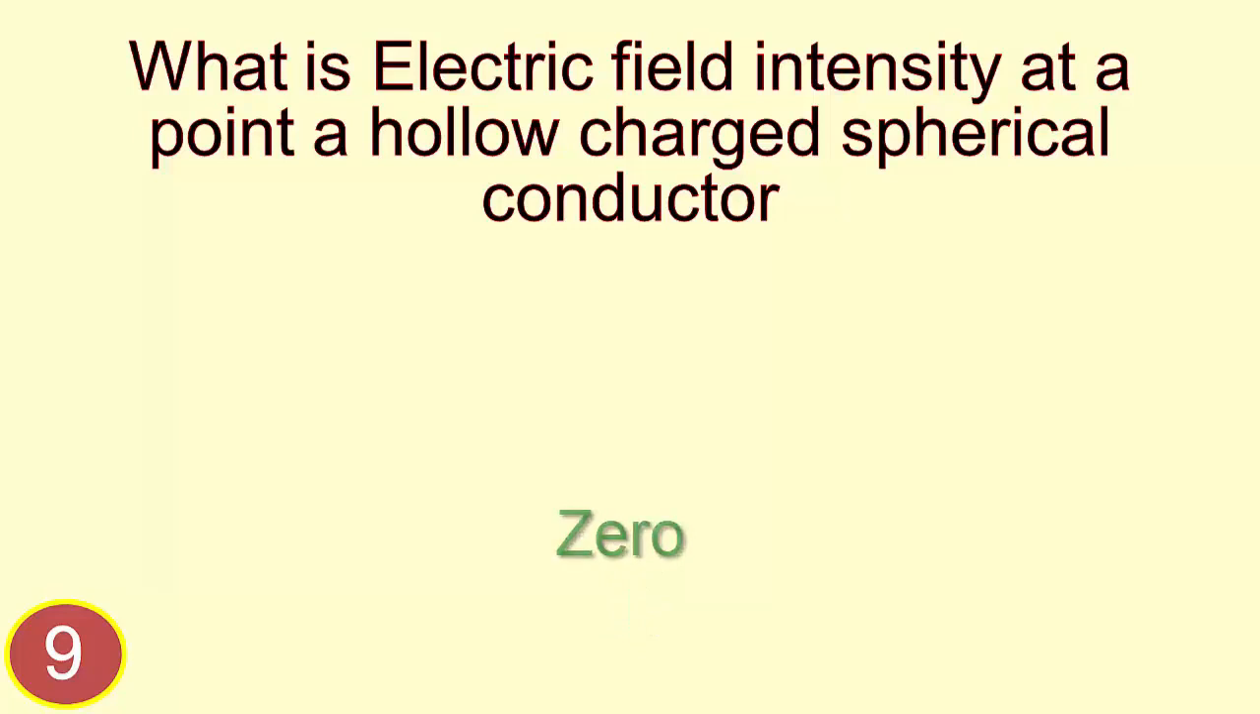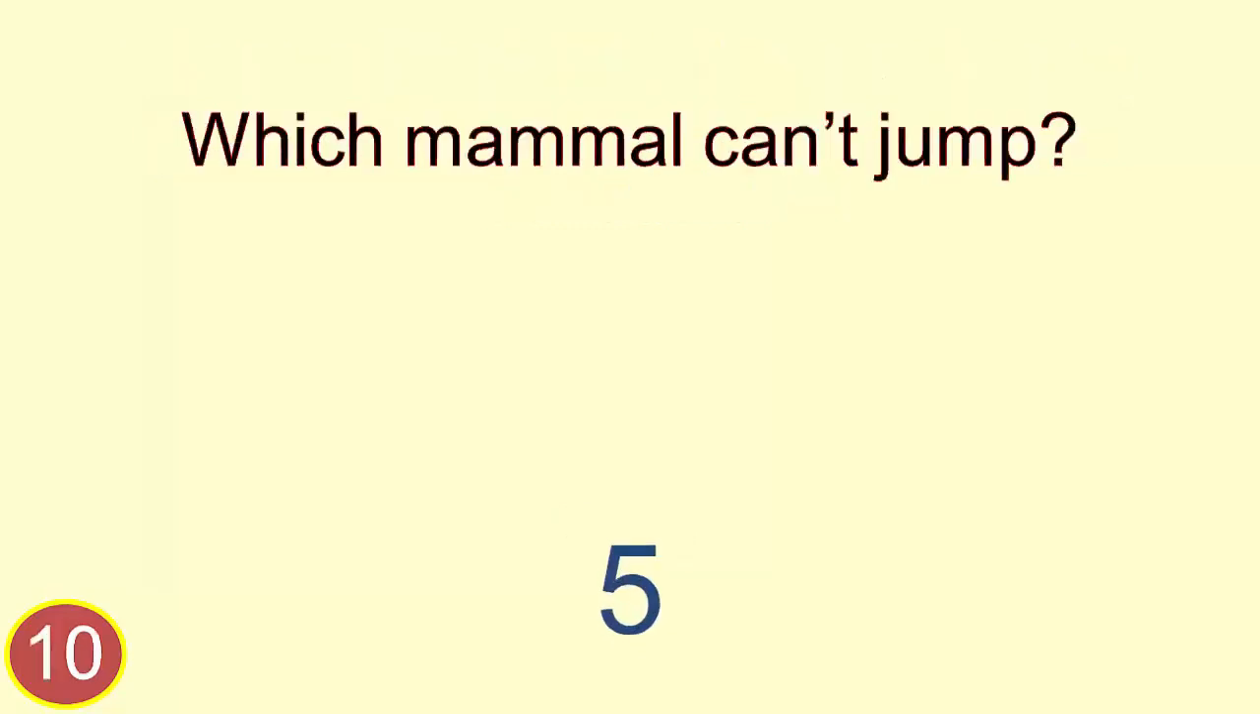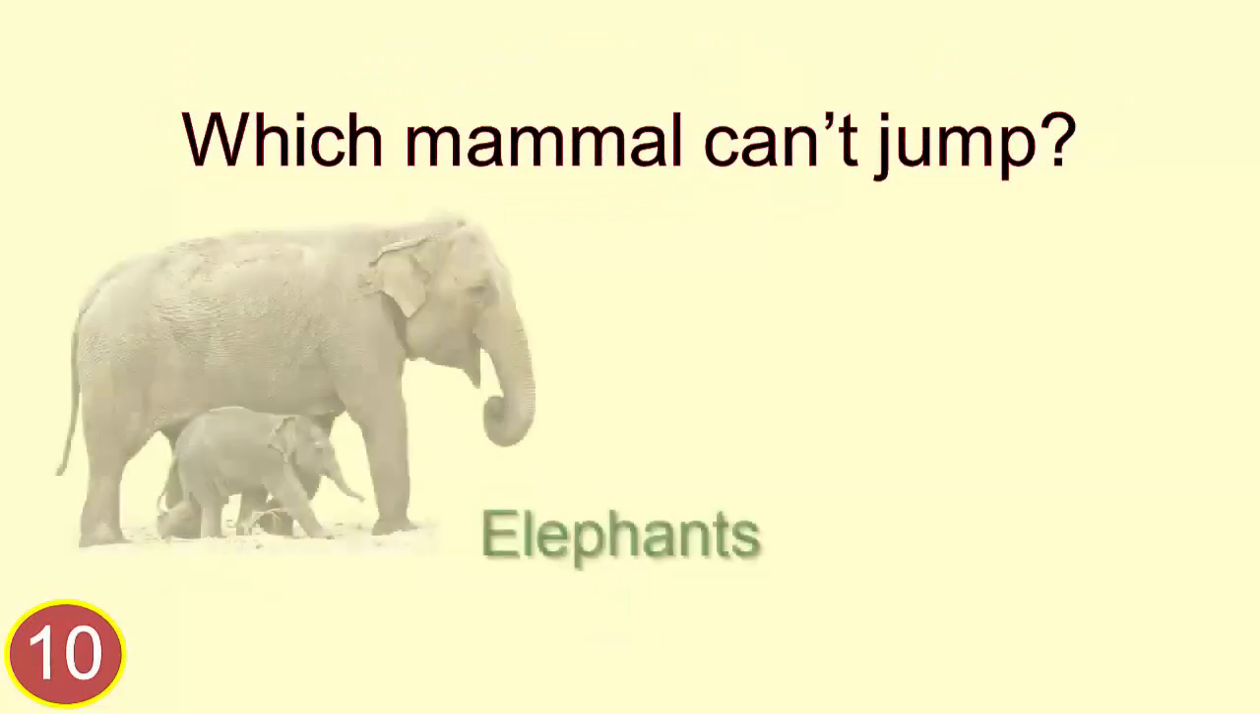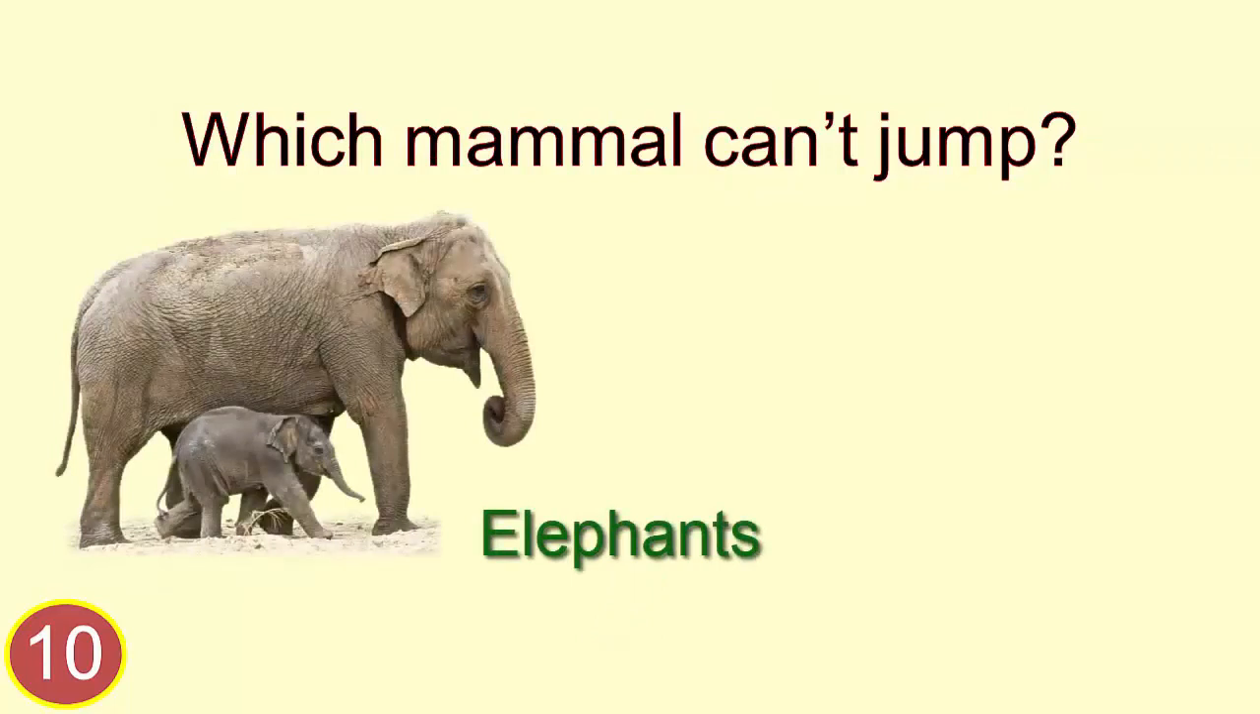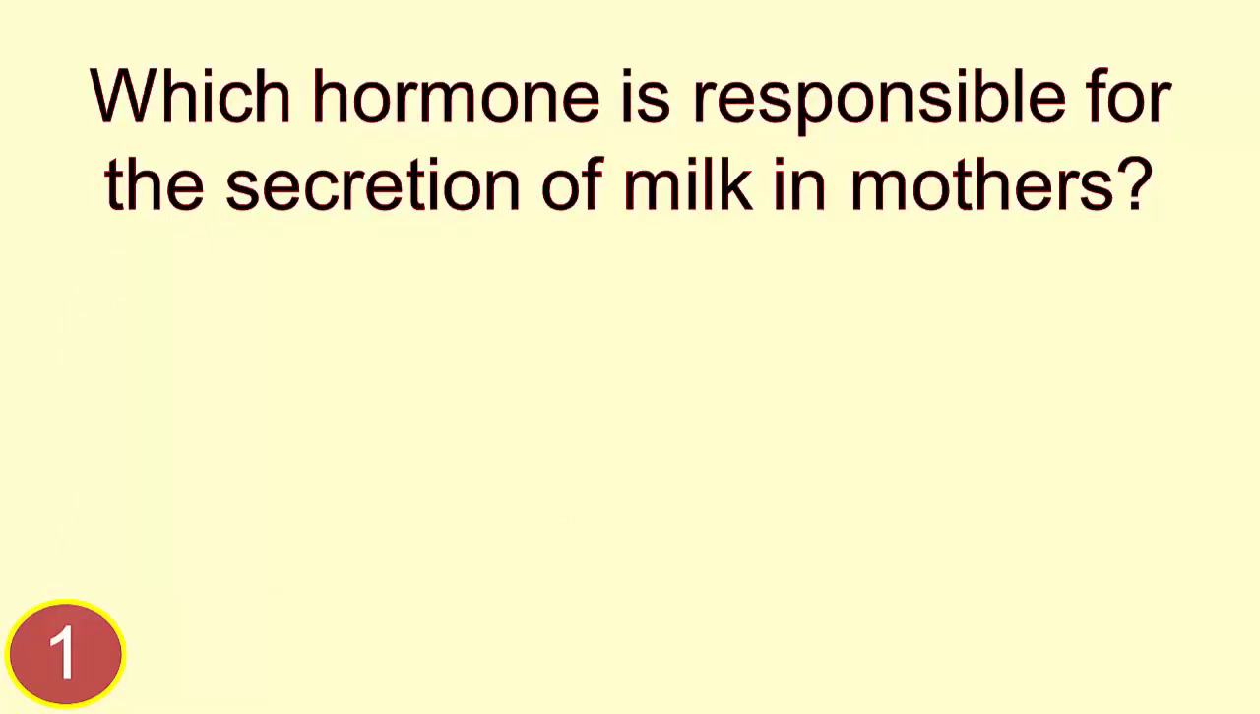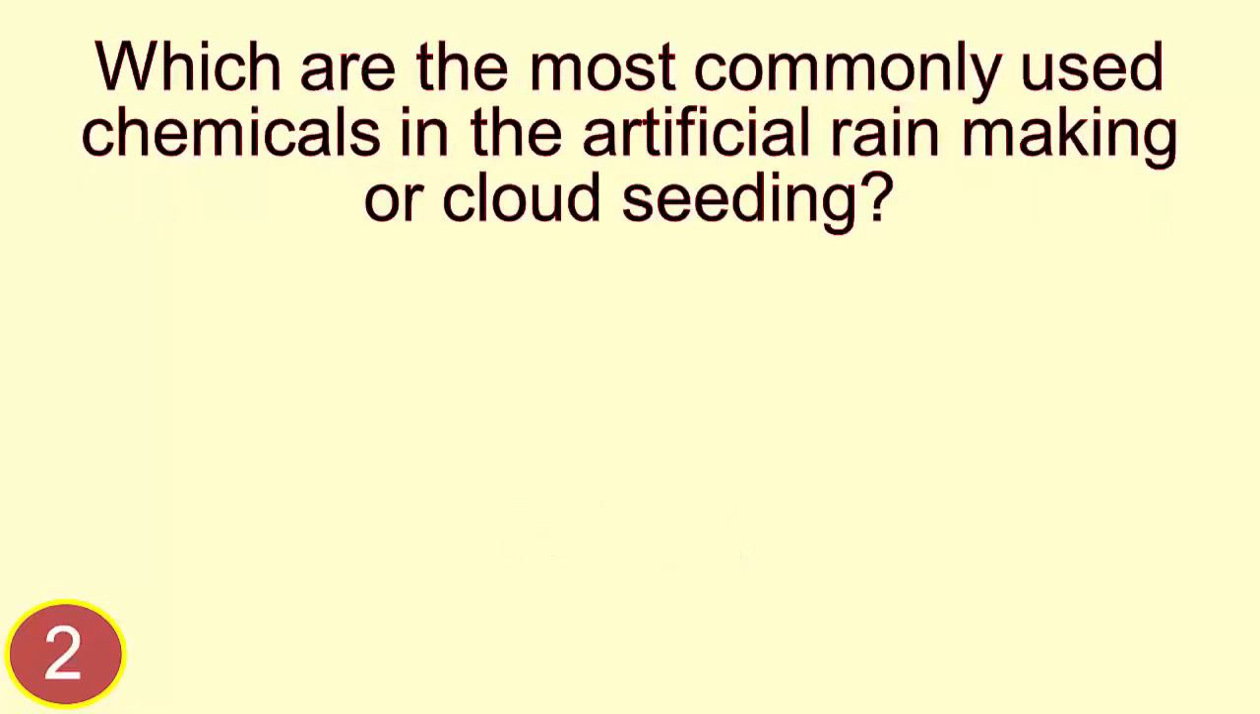Answer is 0. Which mammal cannot jump? Answer is elephants. It is true that adult elephants cannot jump, but there are other mammals that can't either, like sloths, hippos, and rhinos. Which hormone is responsible for the secretion of milk in mother? Answer is prolactin. Which are the most commonly used chemicals in the artificial rainmaking or cloud seeding?